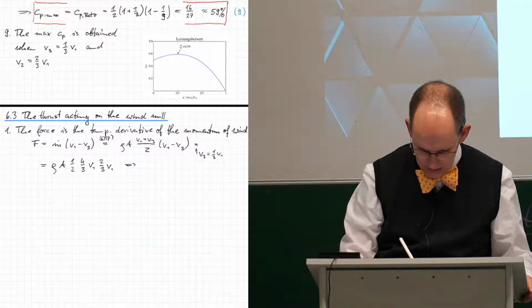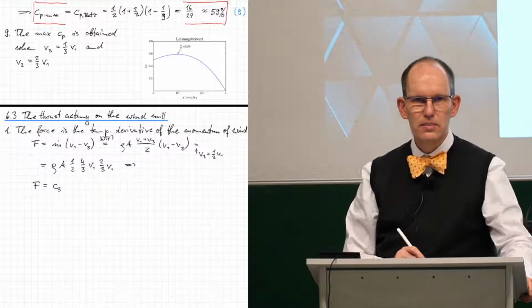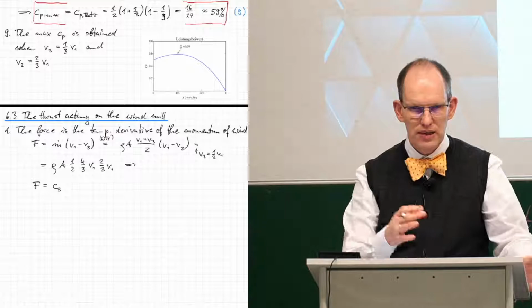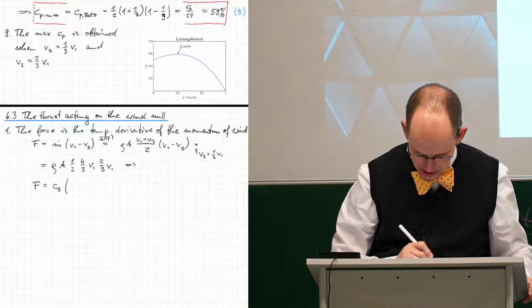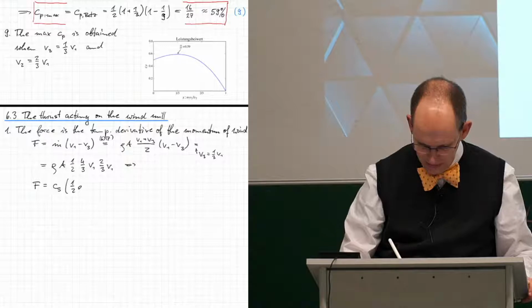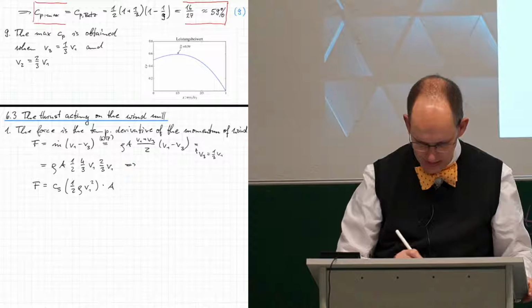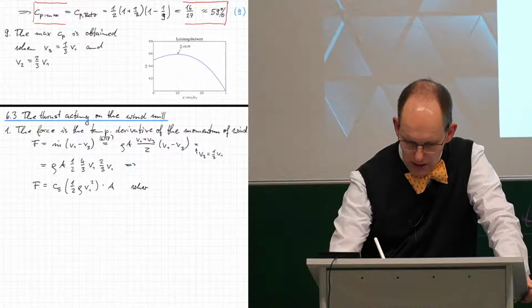And what this is, F is equal to the thrust coefficient, Schub coefficient, because it's German, kind of, I use the German abbreviation, an S as an index. So we have 1/2 times rho times V1 squared times A, where this thrust coefficient is equal to 8/9.